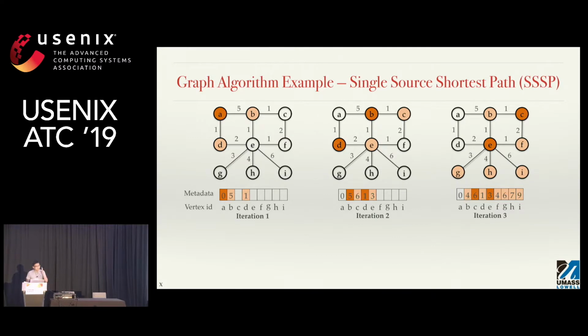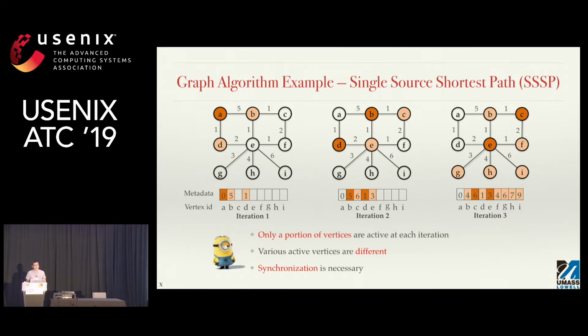Well, this is an impression for you. Let me summarize what's wrong with it. First, you only experience a portion of vertices being active. That means you do not have to compute on all the vertices in a single iteration. You only have to compute on those darker brown ones, right? Second, various active vertices are totally different. If you use a social network like Twitter as an example, our president has millions of followers. I have 6 followers, right?